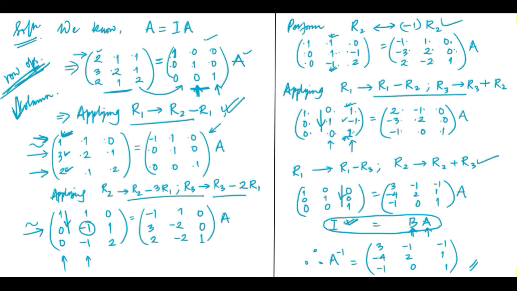You cannot mix up row and column transformation. You cannot mix up row operations and column operations in finding out the inverse of a matrix.